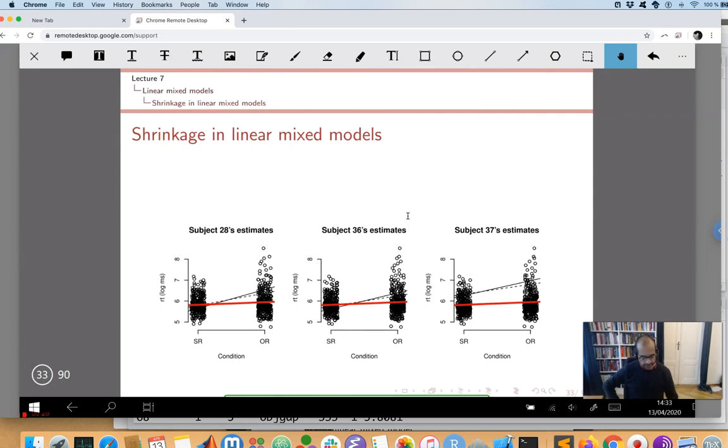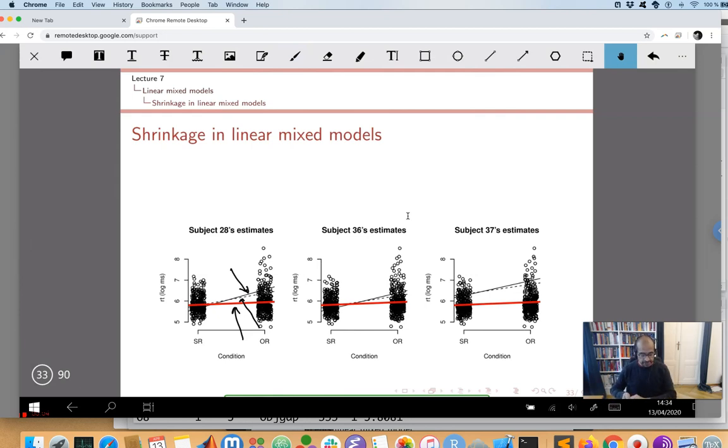So subject 28's estimate: what you're seeing with the red line here is the linear model I fit over all the data incorrectly at the beginning of the course. And then what you're seeing in the solid black line is the linear model I fit for subject 28 using that subject's 16 data points. And the broken line is showing you the estimate from the linear mixed model.